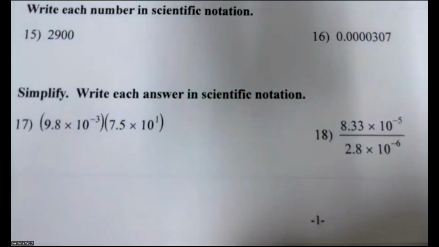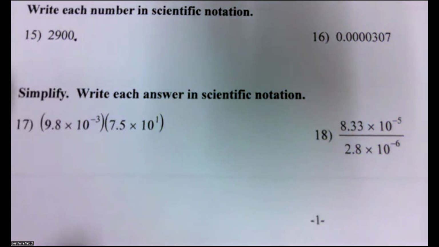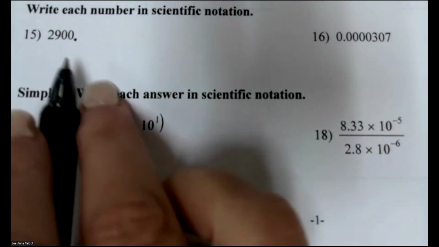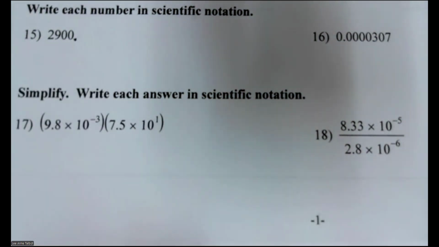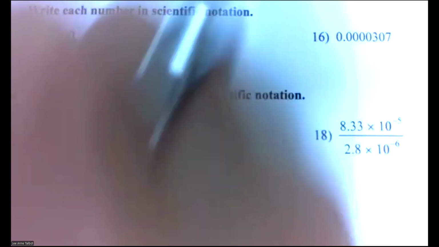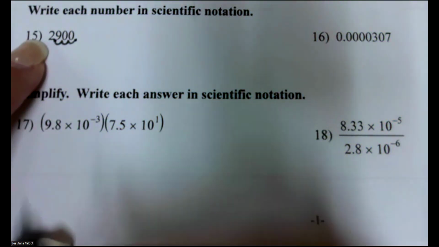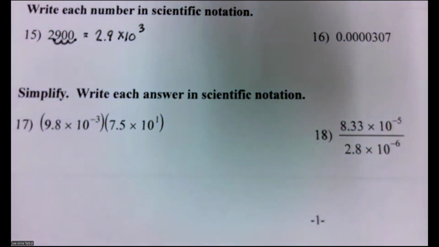Okay, write each number in scientific notation. So put your decimal at the end. This number doesn't have a decimal, so I put it at the end. Now I have to decide how many spots to move it. And remember, scientific notation has to be between 1 and 9.9 repeating. So I got to move it in between the 2 and the 9. 2.9 times 10 to the third because I moved it 3 spots over.